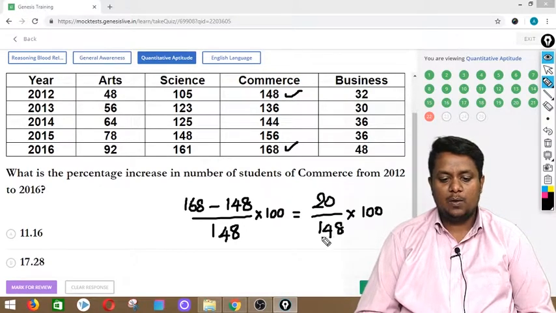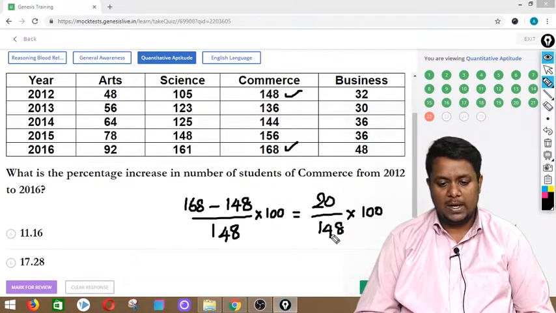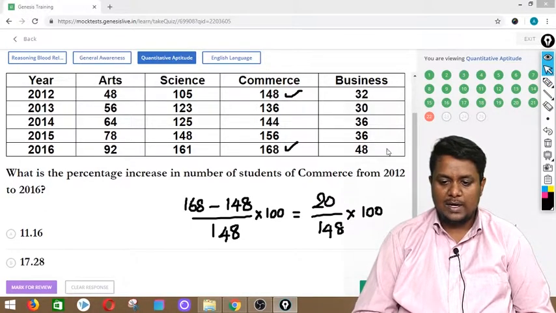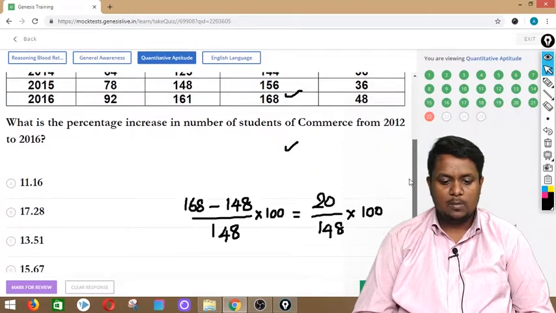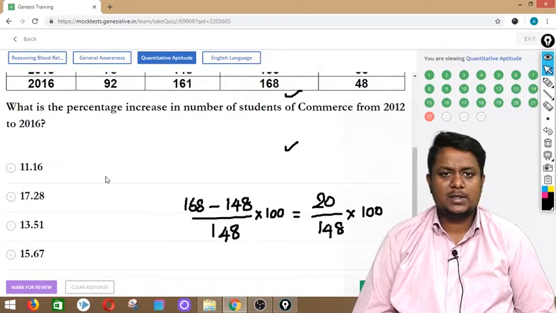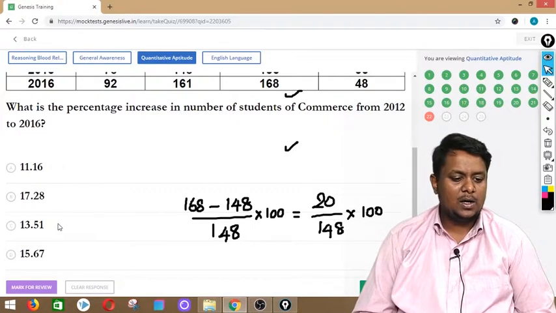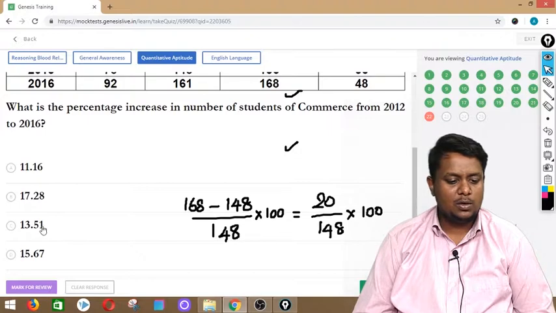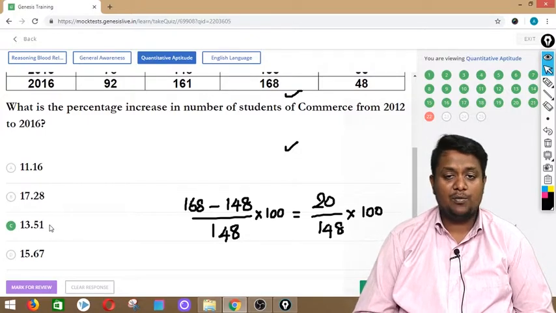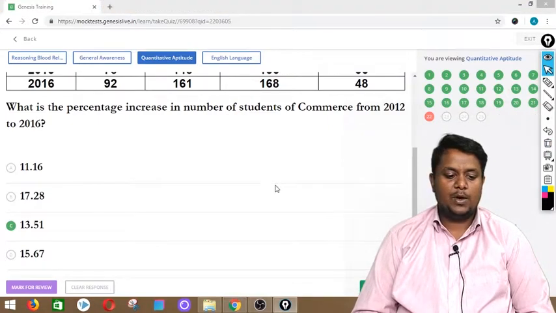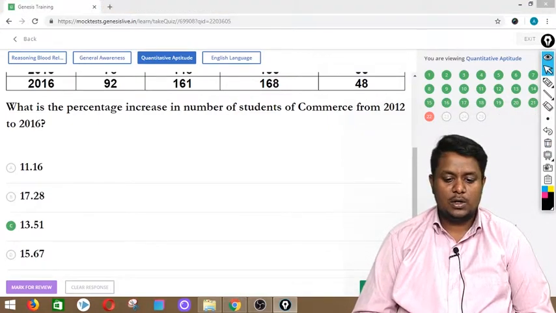Now 20 and 148, it is almost like 1 by 7. It is almost like 1 by 7.5 or 2 by 15. So whichever value is closer to that, we have to mark that as the right answer. So 1 by 15 is 6.66, 2 by 15 will be 13.33, which is approximately closer to 13.51. That should be our answer. 13.51 is our answer. We will go on to the next question.